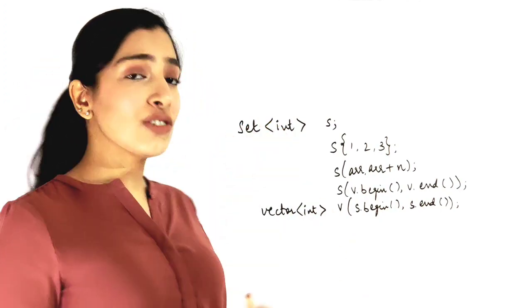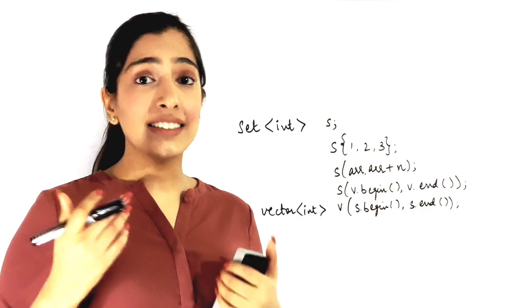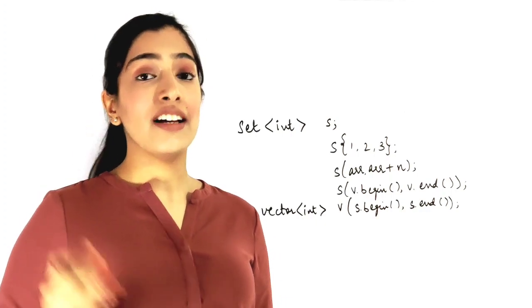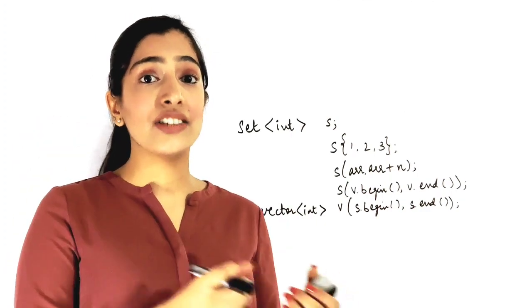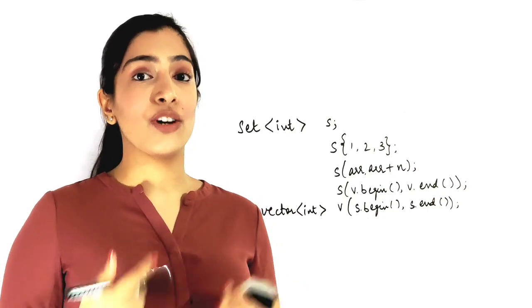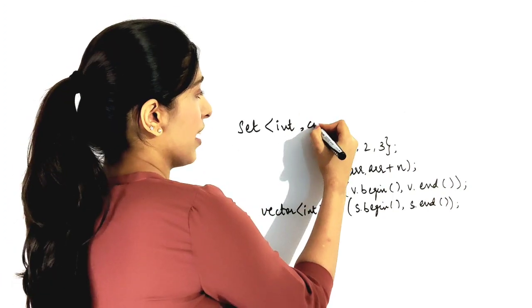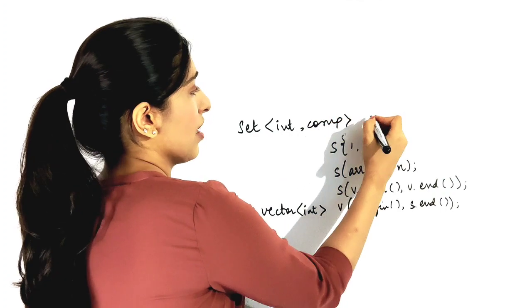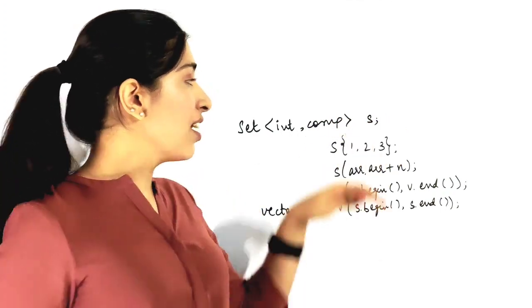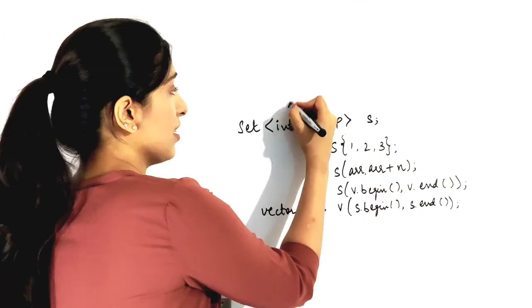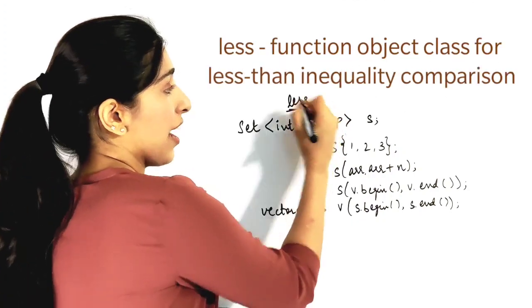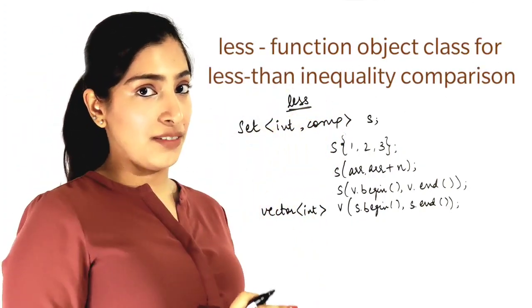But set has to sort itself, right? It is a self-balancing binary search tree. So as we insert the elements, it has to sort 2 objects of the class that I am passing. How will it do so? Say I write COMP and I write S. It takes by default less and it sorts in ascending manner.